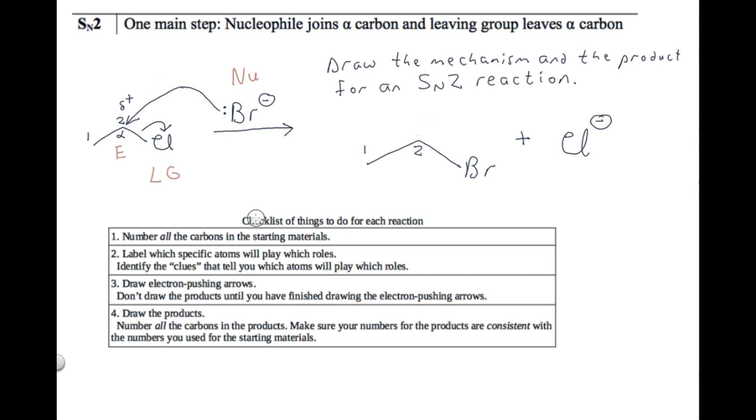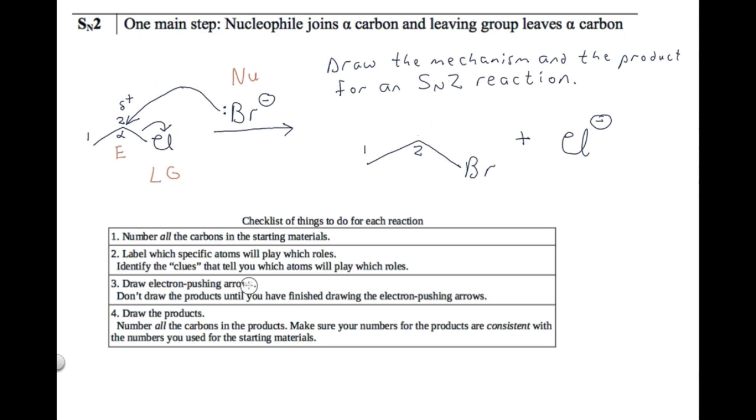Here is a checklist of things that are very useful to carry out for every reaction as a beginning Ochem student. And you can see how we carried out each of these in this reaction. We numbered all the carbons in the starting material. We labeled which specific atoms were playing which roles, and we did identify the clues that told us which atoms would play which roles. The clue that the bromine would be a nucleophile was the negative formal charge on the bromine. The clue that carbon-2 would be the electrophile was the delta positive charge on carbon-2. And the clue that the chlorine would be the leaving group was simply that we have memorized that neutral chlorine is a good leaving group.